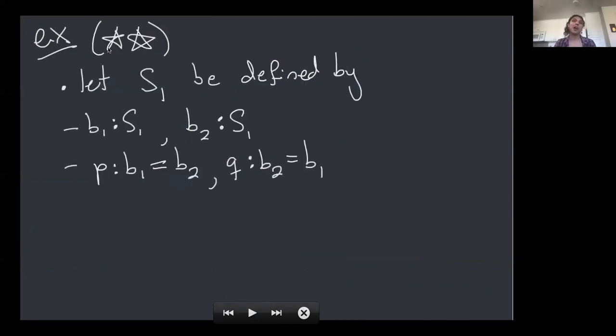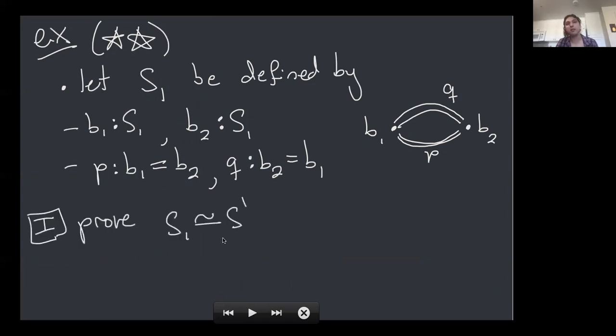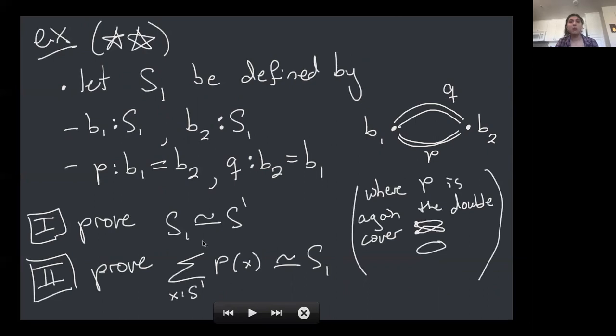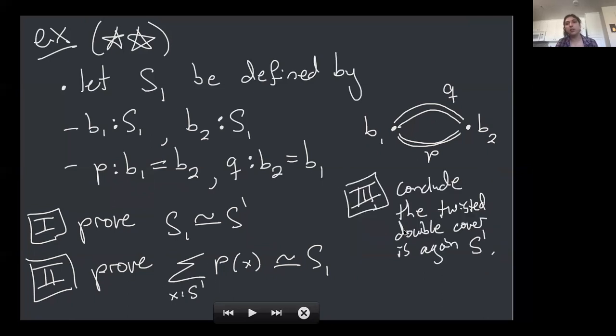Okay, so another exercise. Let's let S1 be defined by these guys. Intuitively, it's another circle, but it's a circle with two marked points. Prove that this is the same thing as the classical circle. And prove that the total space of this fibration, so we have the double cover again, is the same thing as this. And then using this, show that this double cover is again a circle. So it's a double cover of the circle by itself.